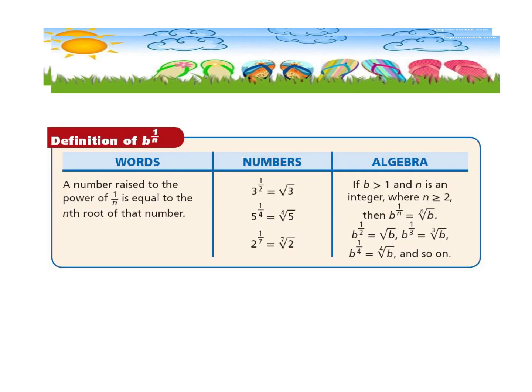So we have the definition of b to the power of 1 over n. A number raised to the power of 1 over n is equal to the nth root of that number. So 3 to the half is the square root of 3. 5 to the 1 over 4th power is the 4th root of 5. And 2 to the 1/7 power is the 7th root of 2. So if b is greater than 1 and n is an integer where n is greater than or equal to 2, then b to the 1 over n, the n would be the index.